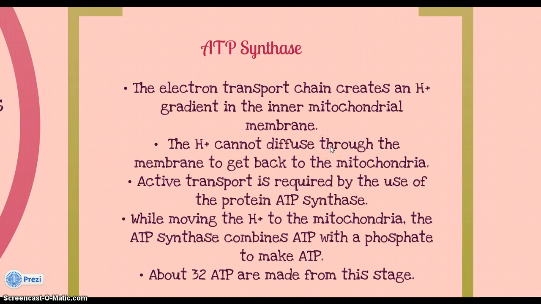Okay, ATP synthase. The electron transport chain creates an H+ gradient across the inner mitochondrial membrane. The H+ cannot diffuse through the membrane to get back to the mitochondrial matrix, so it must pass through the protein ATP synthase. While moving the H+ back, ATP synthase combines ADP with phosphate to make ATP, and about 32 ATP are made from this stage.